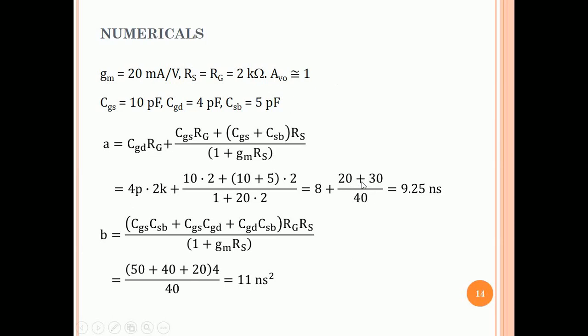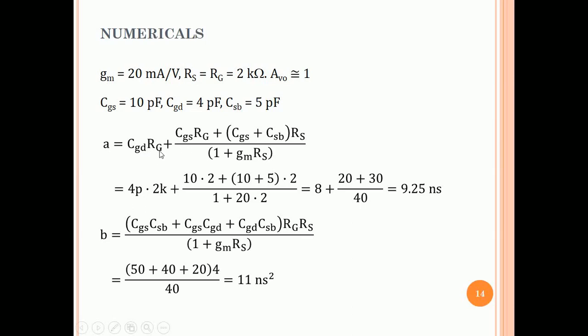So these two are slightly smaller than the first term. So the first term dominates in the dominant pole. So the dominant pole, especially with these numbers, is determined by CGD times RG. Although these are not much smaller, they are reasonably small.